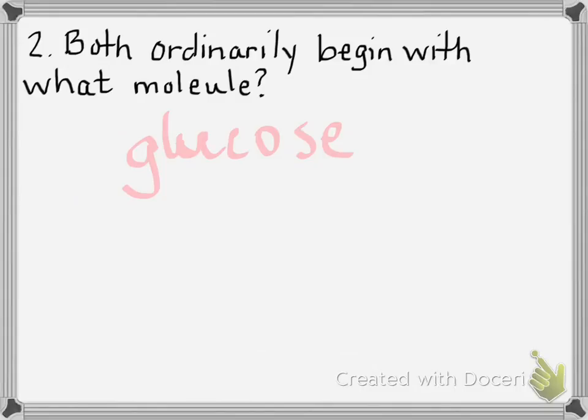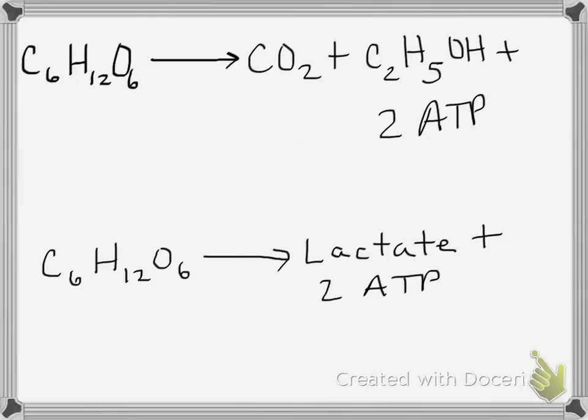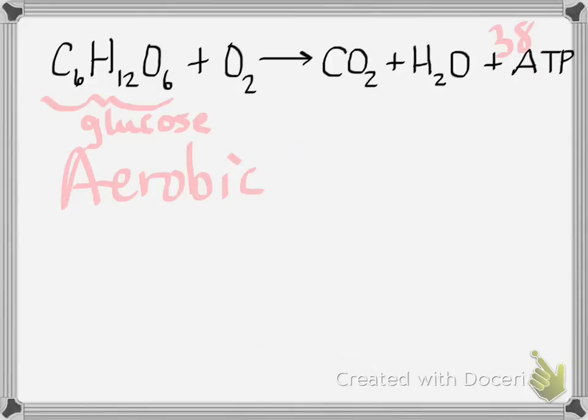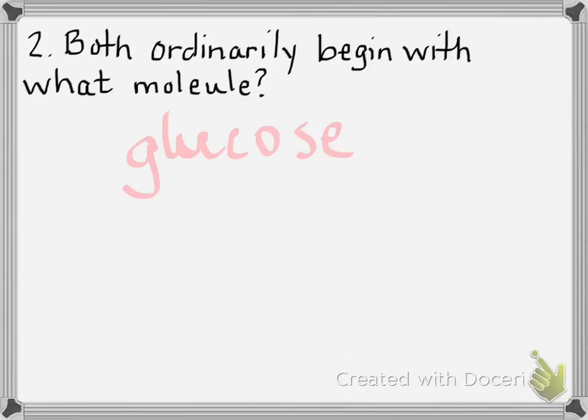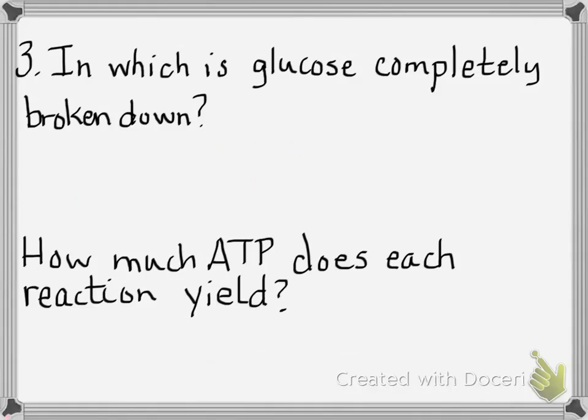Okay, you get to choose from all 3 of the chemical reactions. You get this one, and the first one. You get to choose from all 3 chemical reactions to answer the question. Number 3, in which is glucose completely broken down? First one. It's aerobic. That glucose is completely chopped up all the way down to the basic molecules.